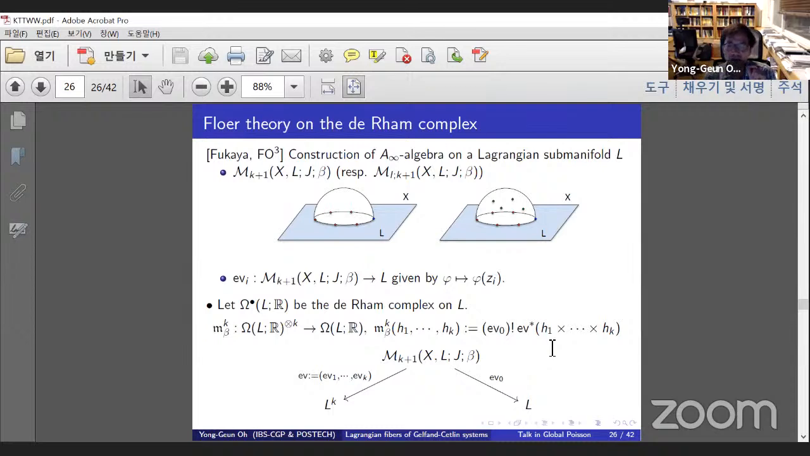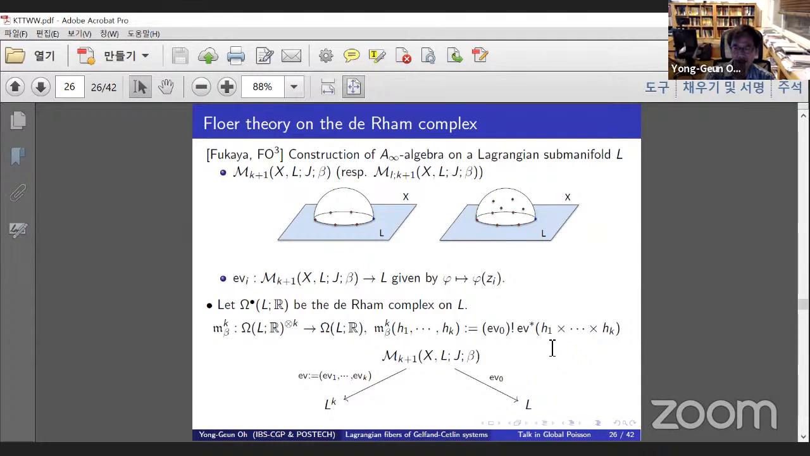And you consider this evaluation map as a correspondence. So there are K plus 1 marked points. One of the marked points should be regarded as the output point, and all the others are input. So I pull back some differential forms from L, K's power of L, to that correspondence, and then push forward by EV0. So that's how this MK map is defined. MK beta is just the pullback-push forward of differential forms via this correspondence. Okay? So for each homotopy class beta, we are given this K-linear map.